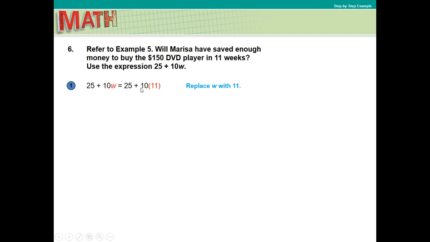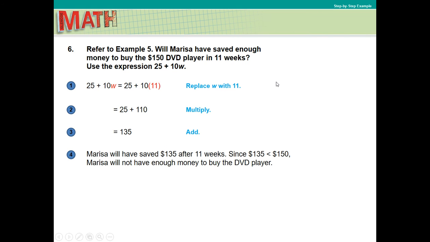So we replace the W with 11. We have addition and we have multiplication. Again, we multiply first. 25 plus 110. 135. She needs 150. So the question is, does she have enough money after 11 weeks? And the answer is no, she doesn't.